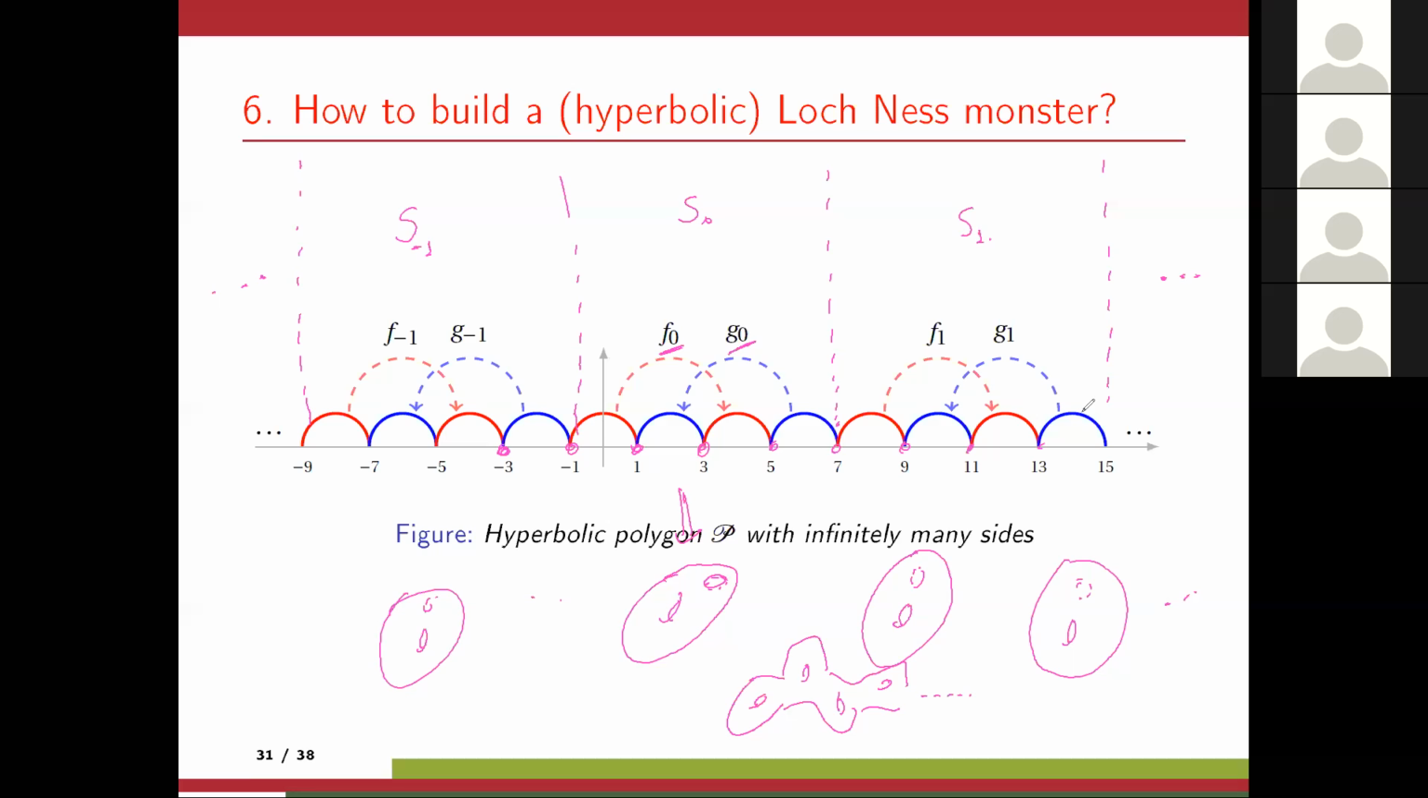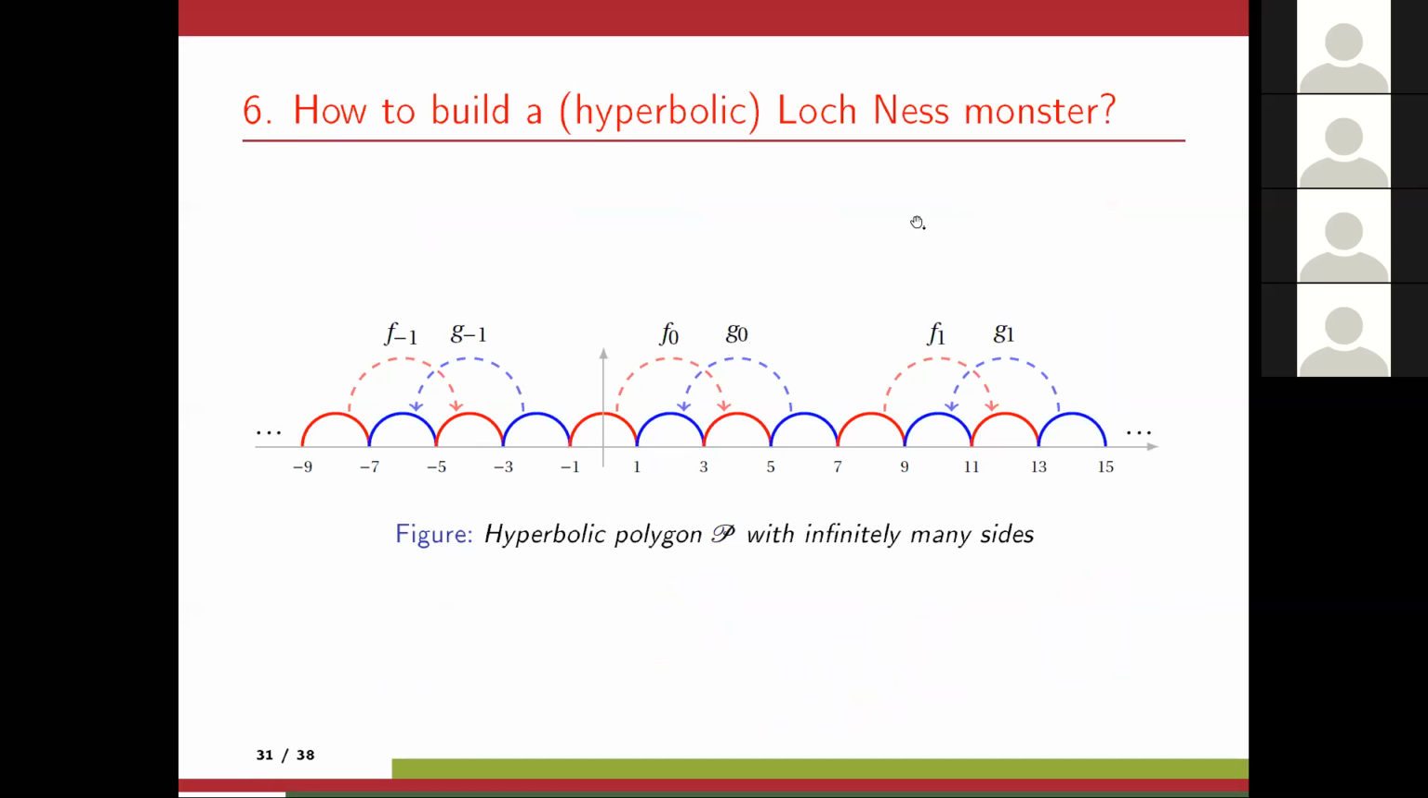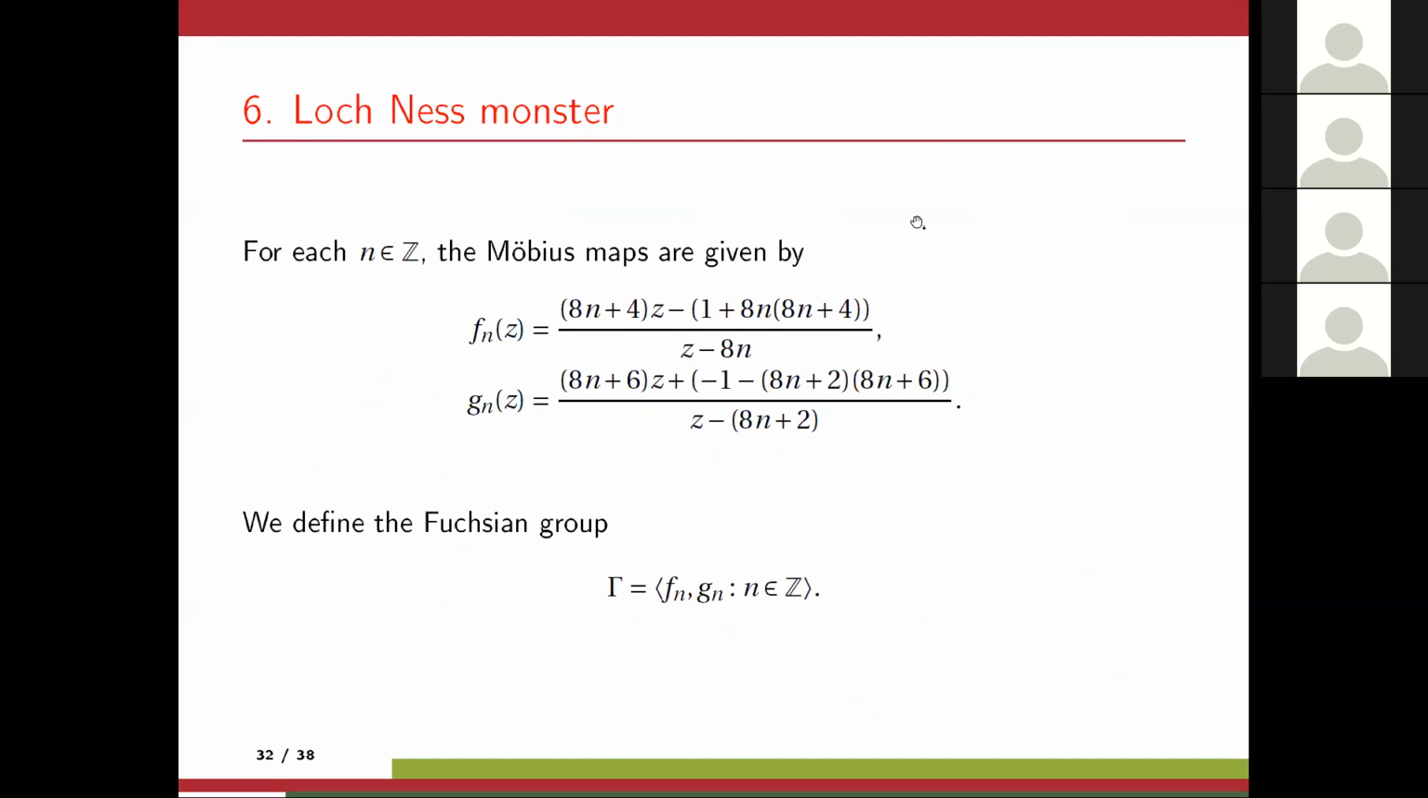Okay, I'm going to talk about the mathematics. So now you can define the Mobius map. This Mobius map identifies the half circles described in the slide before. This map is given by this formula, so you can define the Fuchsian group generated by these Mobius maps G and F.